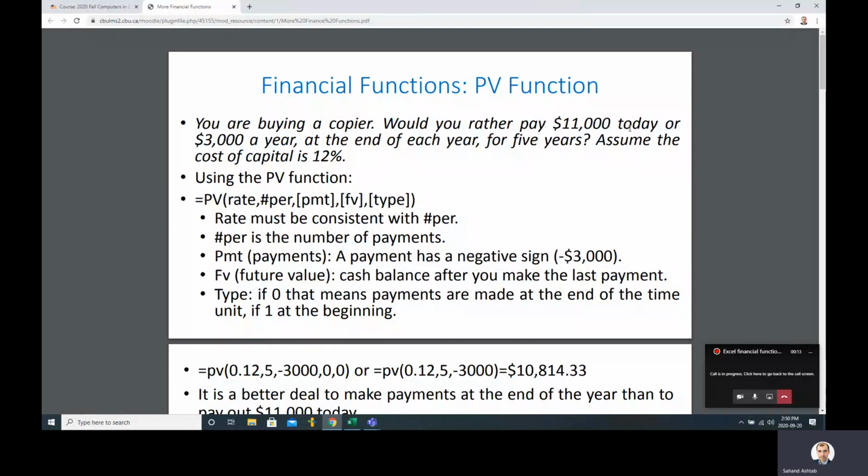In this video, we are going to learn about financial functions in Excel, including the PV function, which is present value, the FV function, which is future value, determining the number of payments, determining the interest rate, as well as some functions that are used across different disciplines, which is about depreciation.